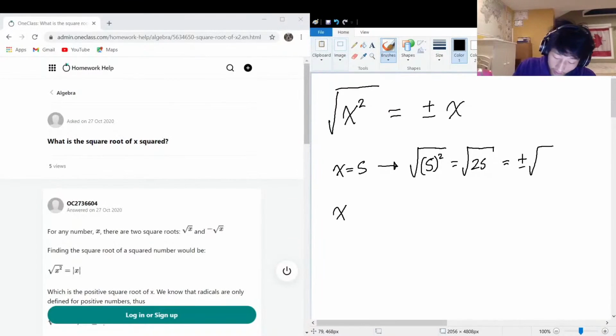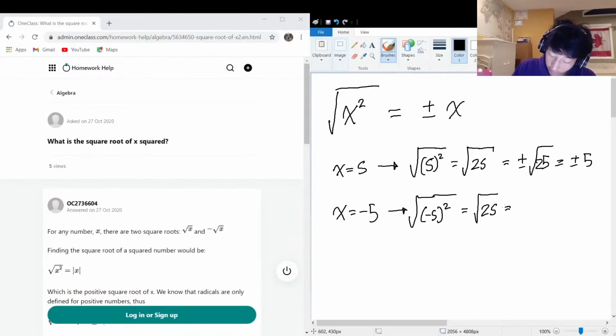Because we could also have x equals negative 5. That would lead us to negative 5 squared, which is also equal to the square root of 25. Plus minus 5. Right? Because you can see how we have two different paths to get to the same result for the x squared, positive 5 or negative 5. They will both lead us to 25 when we square them.